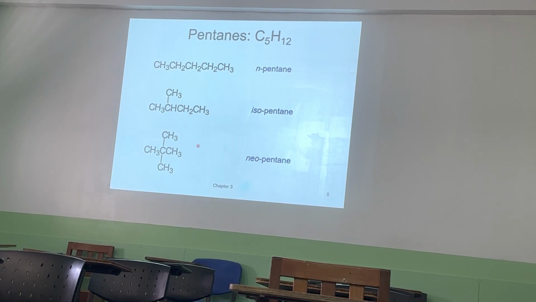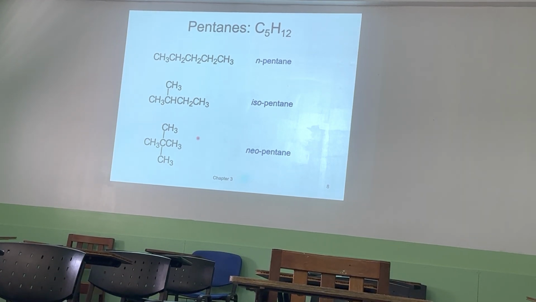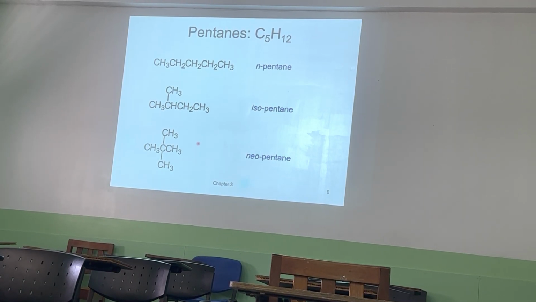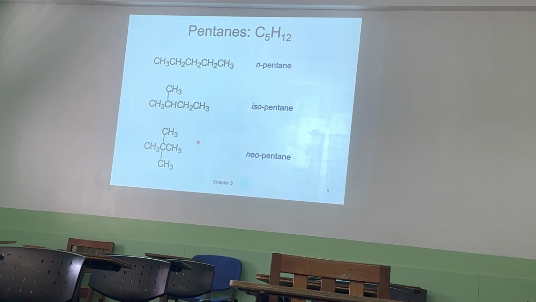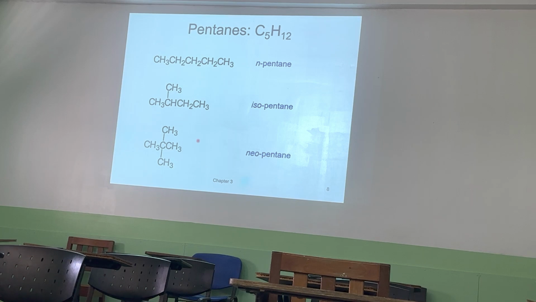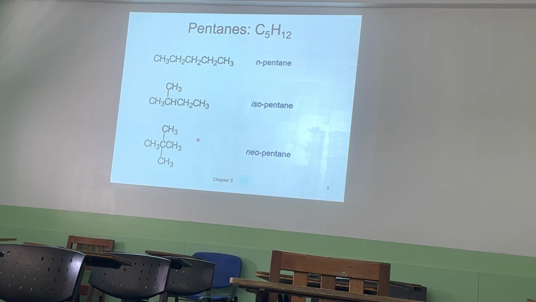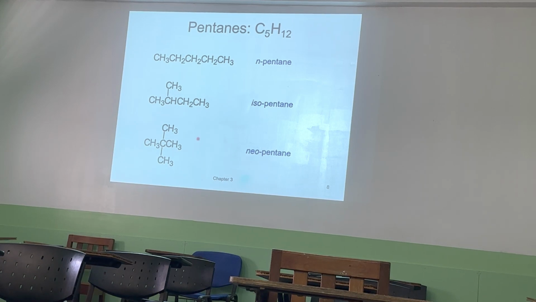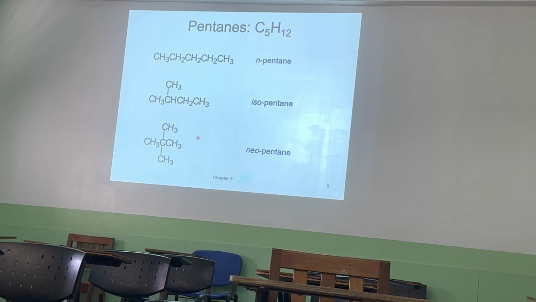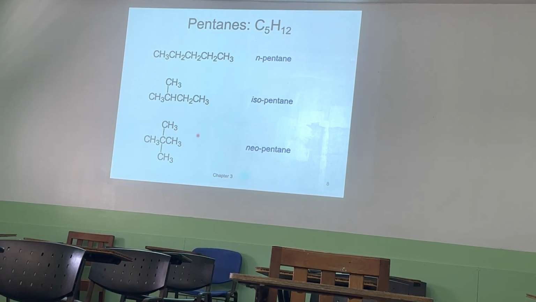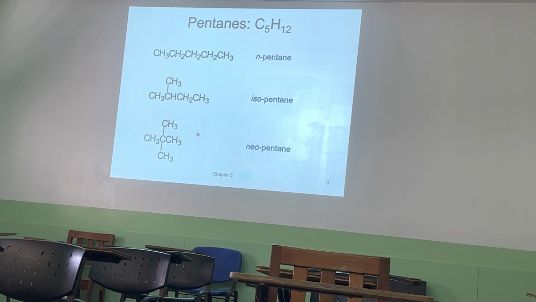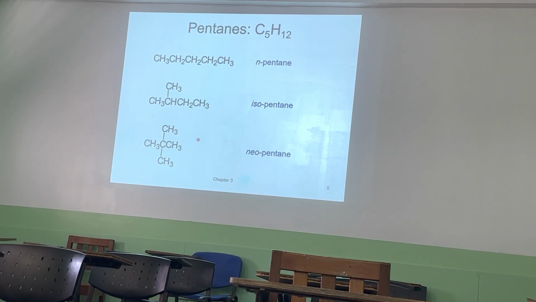Alright, so isopentane and neopentane. These are what type of isomers again? Constitutional, right? Constitutional isomers. Okay. Again, this is just review. So that's why we're moving through this quickly, because I want to get to the more relevant stuff to this organic course.